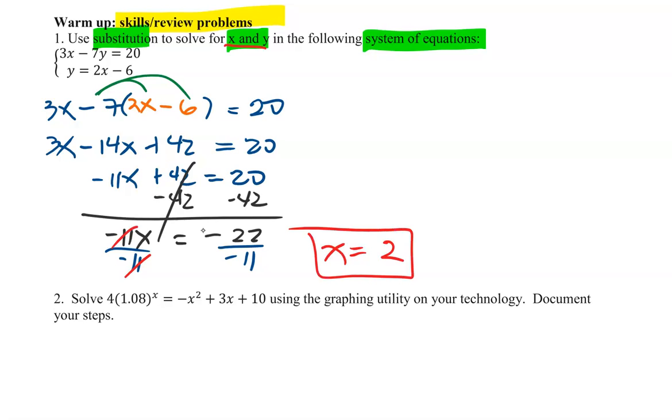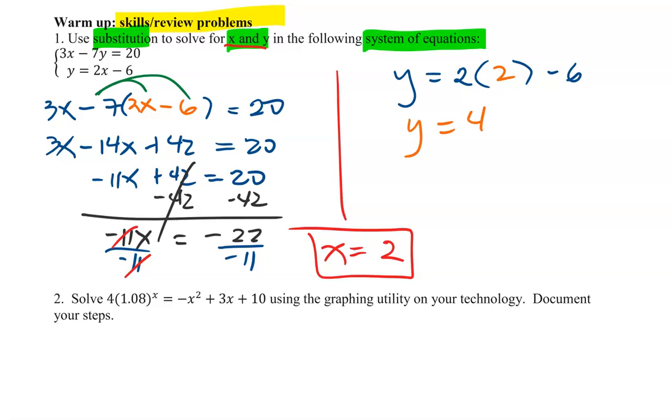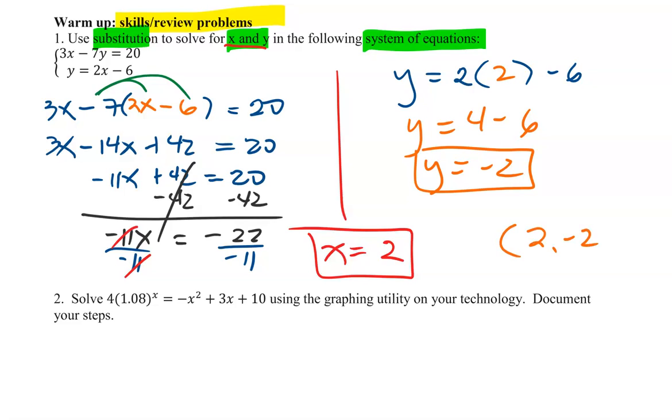And remember, we need to solve for x and y. Now we can substitute this into either the first or the second equation, but let's use the second equation. y is equal to 2 times x minus 6. Our x now is equal to 2. So 2 times 2 is equal to 4, minus 6, and 4 minus 6 is negative 2. So our solution set here is 2 and negative 2.